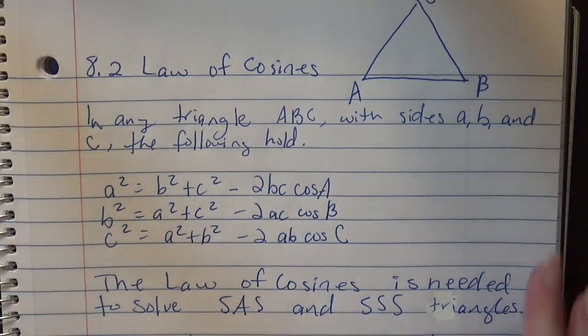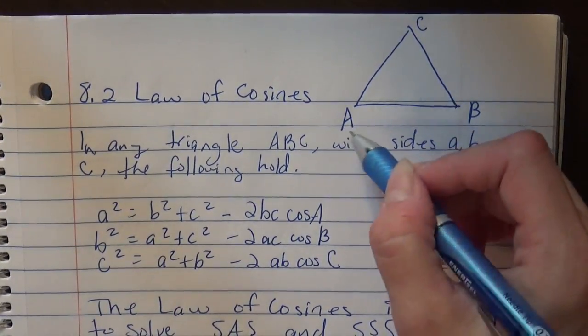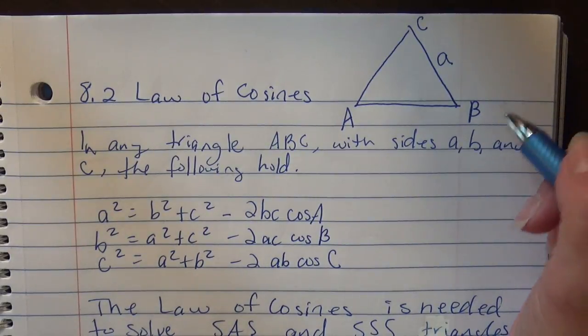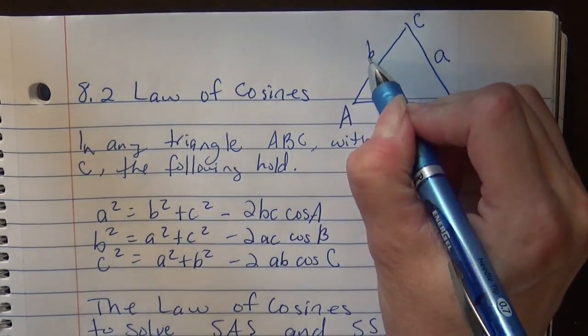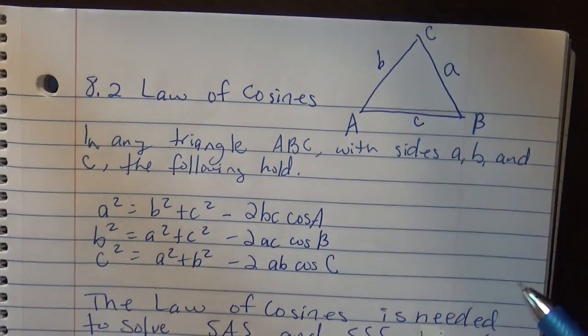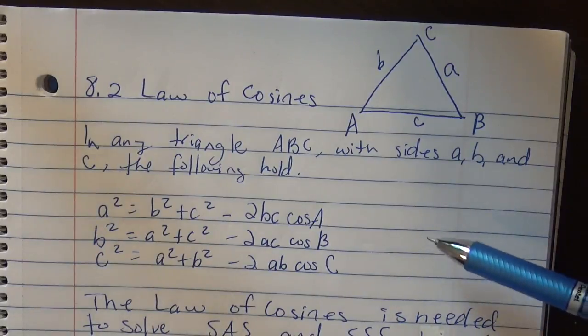Okay, what this is saying is that side a, of course, is going to be opposite from angle A, so that's going to be side a. Side b is opposite angle B, so that's over here. Side c is opposite angle C. So that has to be in place, and then we're ready to read the law of cosines.